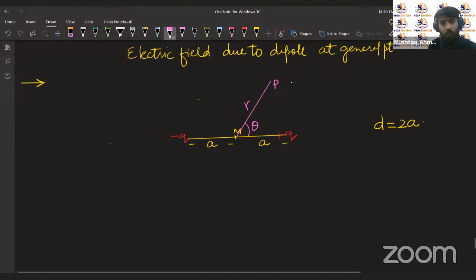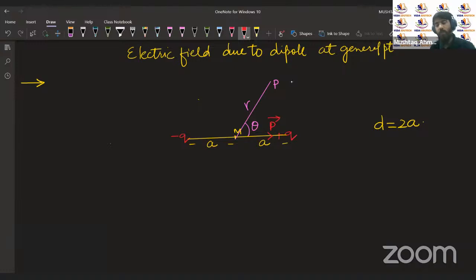If we talk about the dipole moment, it will be p. The dipole moment vector p will be directed from minus q to plus q, right? And the magnitude of this dipole moment vector, mod of p, will be equal to the charge q multiplied by the distance between the two charges, that's 2a. So q multiplied by 2a will be the dipole moment because of these two charges minus q and plus q.